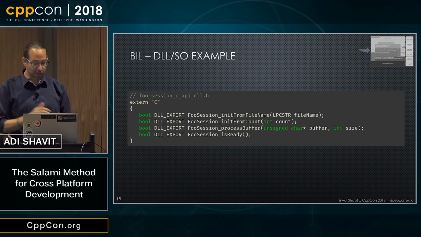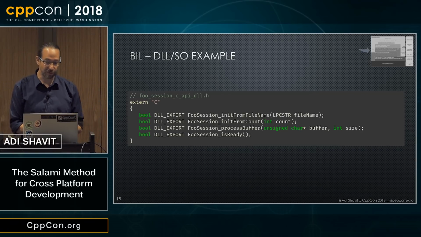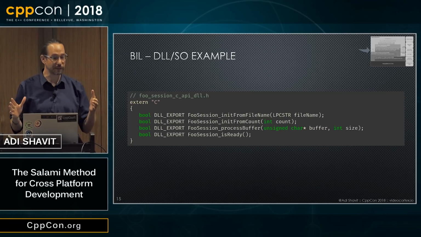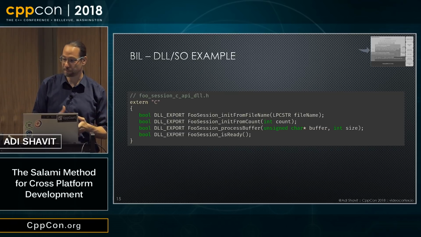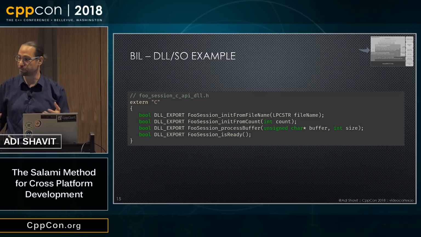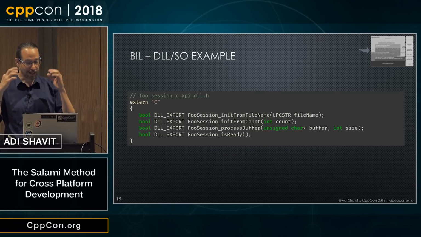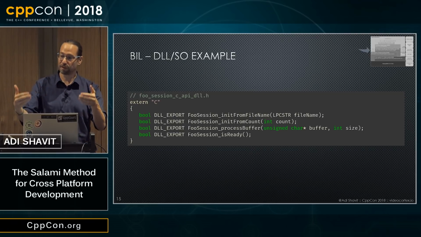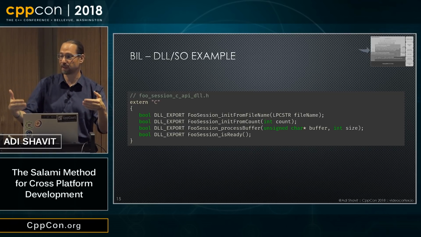And you can see that the first function, init from foo session underscore init from file name, actually takes a platform-specific string. So that's the LPCSTR character type or string type from Windows. Because again, now I'm wearing the hat of the Windows developer. And this is the API that I'm going to give to a Windows developer, and this is how they expect to process strings.